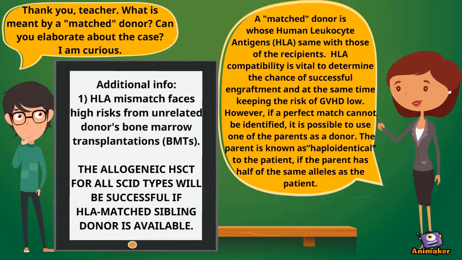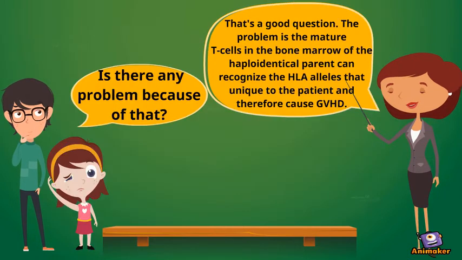However, if a perfect match cannot be identified, we can use a haploidentical donor. The problem is that mature T cells in the bone marrow of the haploidentical parent would be able to recognize HLA alleles unique to the patient and cause GVHD.